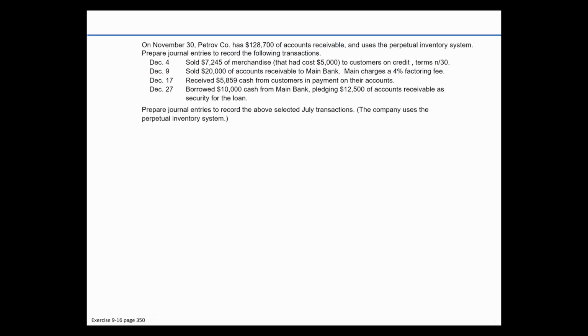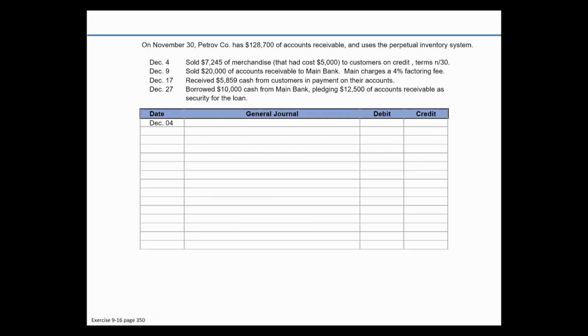So December the 4th, we sold $7,245 of merchandise that cost us $5,000 to a customer on credit terms net 30, meaning that our customer had 30 days to pay. So we would debit accounts receivable $7,245, credit sales $7,245, and then we would have to record the cost of goods sold, which is $5,000, debit, and then credit the merchandise inventory for $5,000.